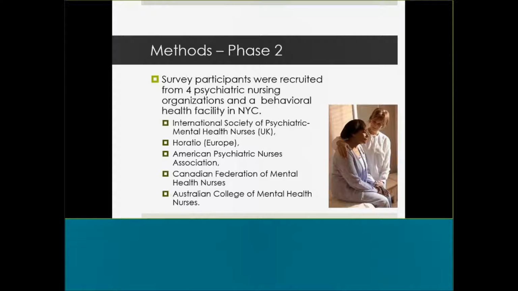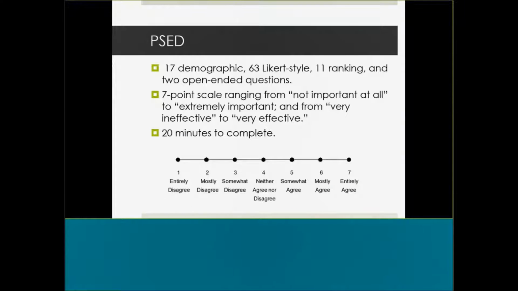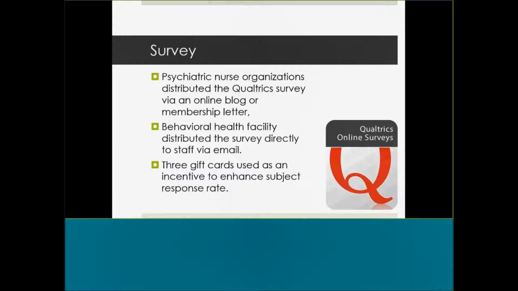So phase two, as I mentioned, was the survey, and we revised this questionnaire and sent it out to 4 nursing organizations. This time we went a little outside of the U.S. and Australia. We wound up involving people from the UK and mainland Europe, and we had a behavioral health facility in New York that also agreed to participate. There were 70 questions outlined here, plus a demographic scale. It took about 20 minutes, and went up in Qualtrics. We had a $100 incentive to participate.